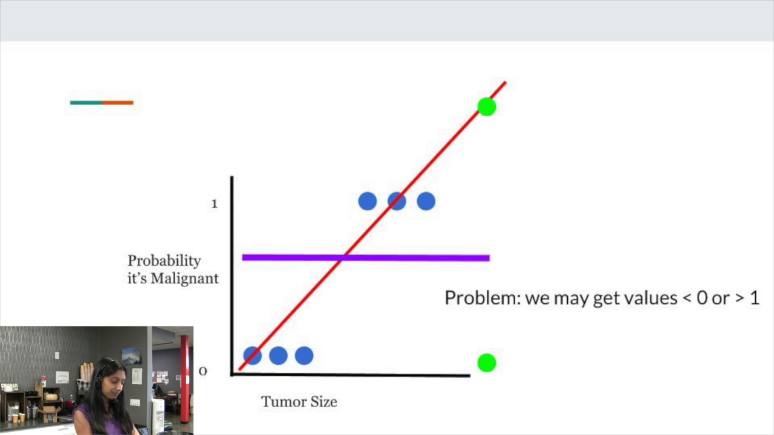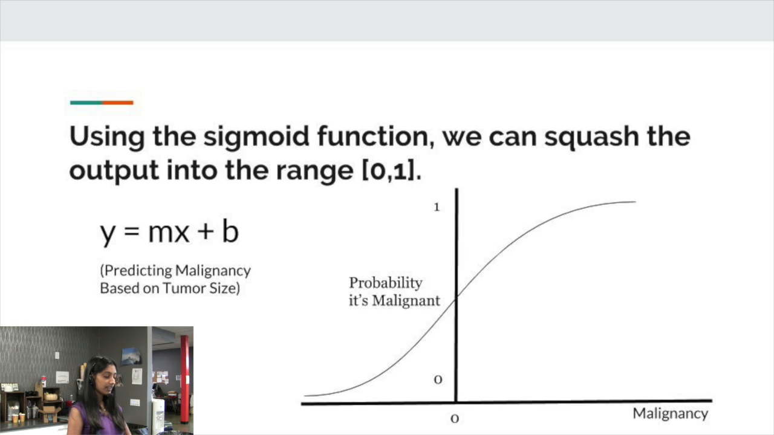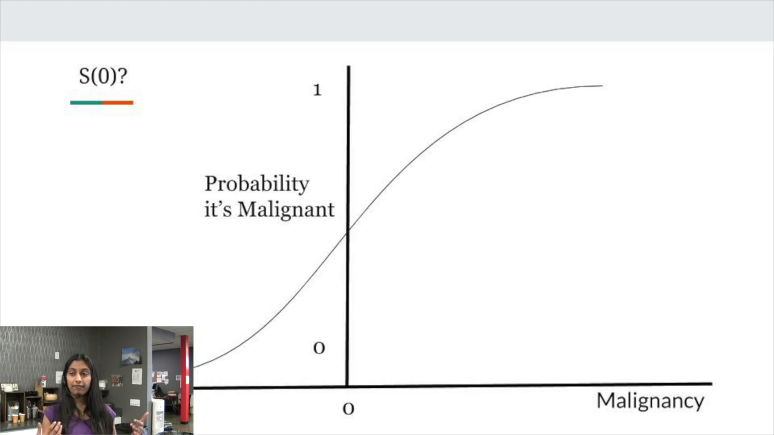So there's a function called the sigmoid function, whose graph is a curve. We're not going to go into the equation for now. Using the sigmoid function, we can squash this. Instead of using the regular function y equals mx plus b, we're going to use a function which squashes the output into the range 0 to 1. Up here you can see how such a function works.